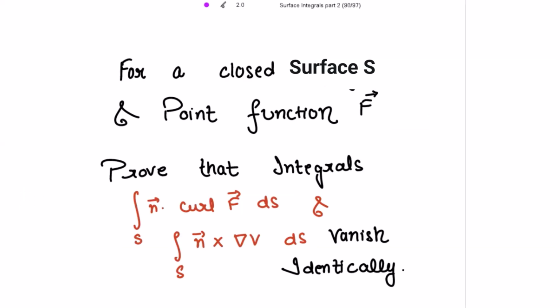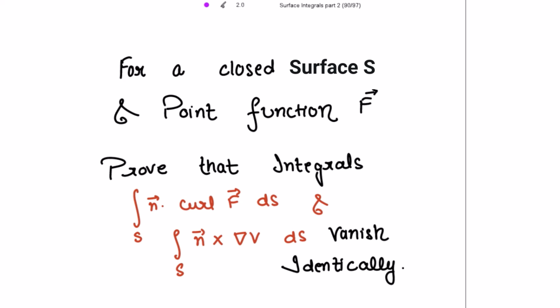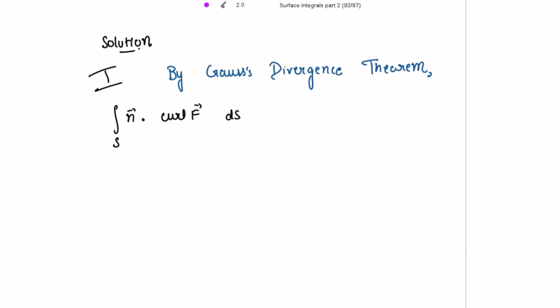For a closed surface S and a point function f vector, prove that these two integrals vanish identically. So here we are going to use the Gauss Divergence Theorem. First, we need to show that this given surface integral vanishes. For that we are going to use the Gauss Divergence Theorem. For the Gauss Divergence Theorem, we must have this n vector with dS, right?